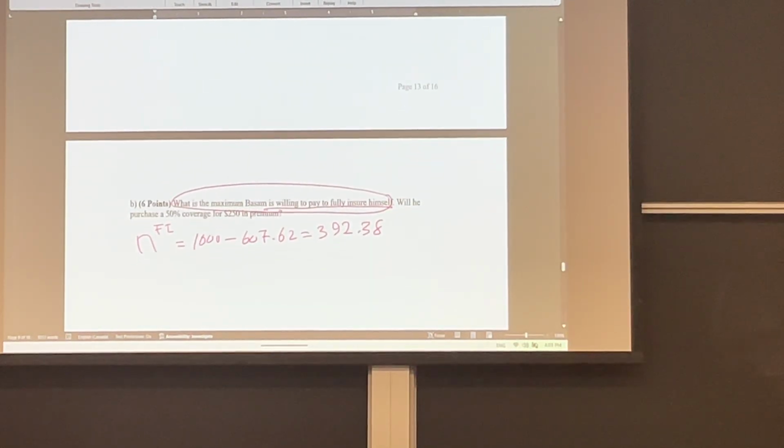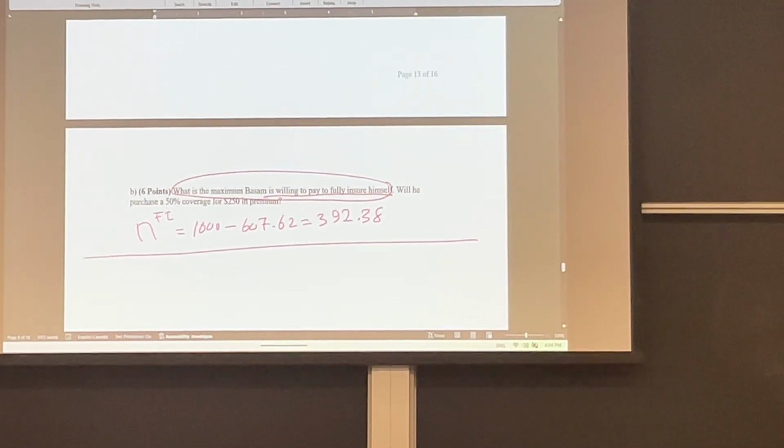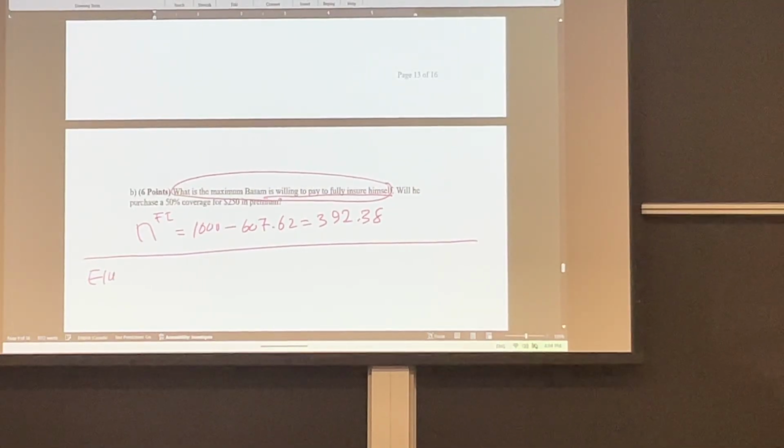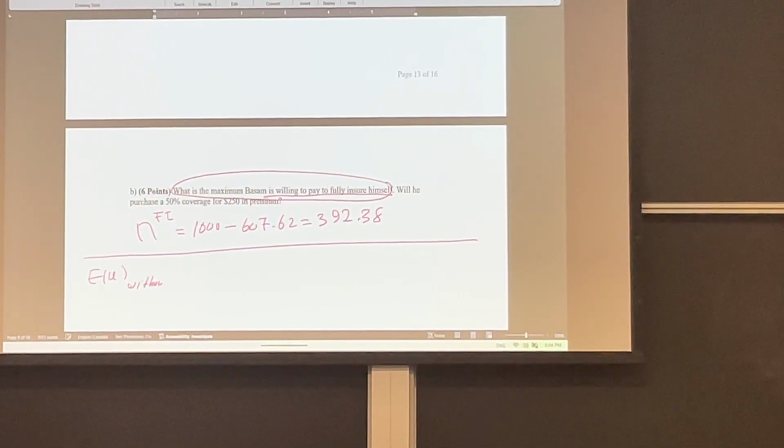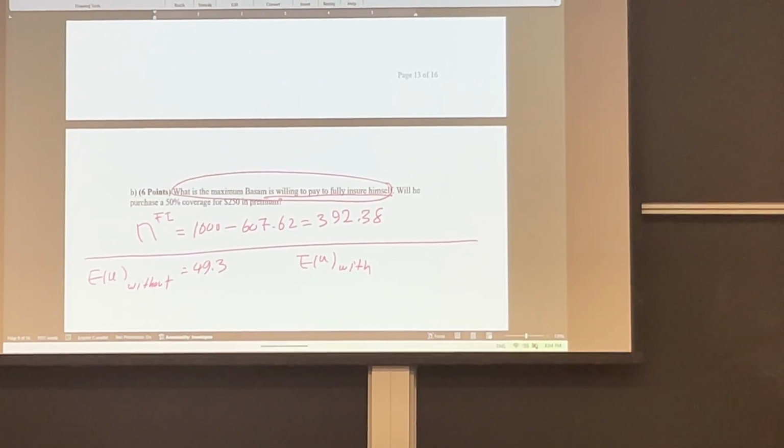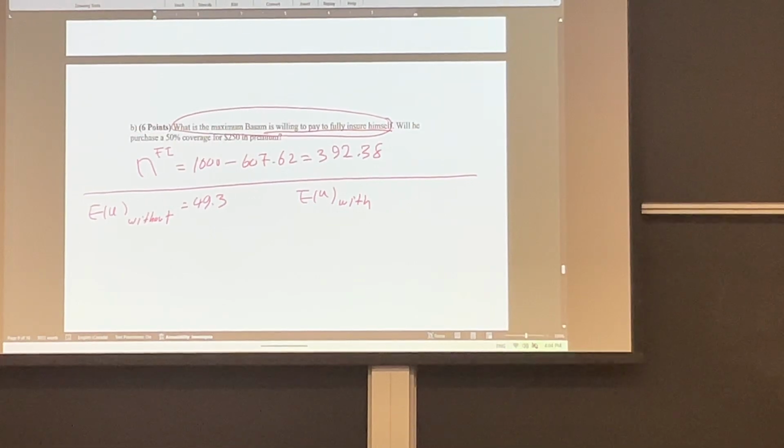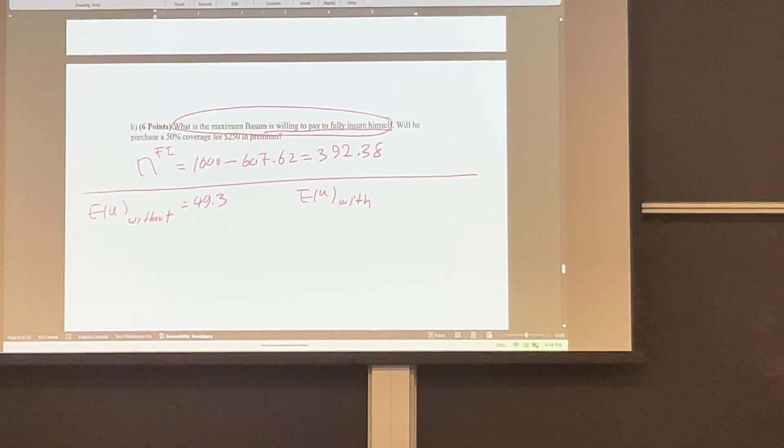The second part, you're offered 50% coverage for 250. Would you do it? For the partial insurance, we use the expected utility approach. So you have the expected utility of no insurance. How much was that? 49.3? Find the expected utility if you buy that partial insurance, the higher the better. And for that, you need the money you end up with if you buy the insurance.